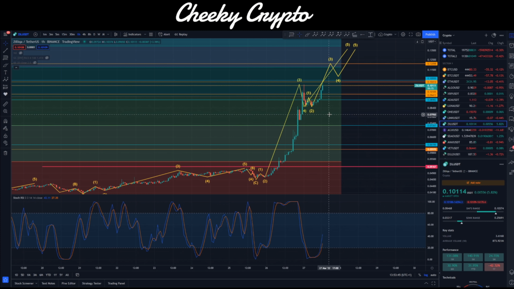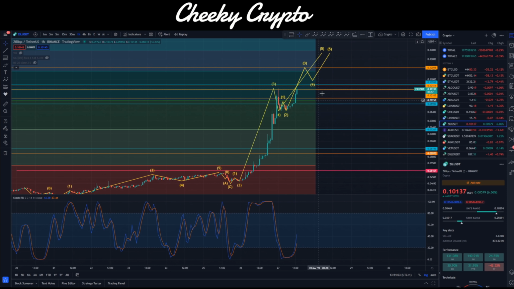So it does look like Zilliqa is following a very similar path to what Cardano is, or Cardano is following a very similar path to Zilliqa, however way you want to look at it. Essentially, this is the last move of this move to the upside. Once these 5th waves come in, we should be thinking corrective moves coming in, and I'll go through that on the slightly larger time frames in a second.